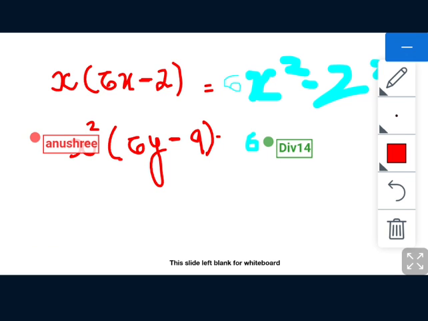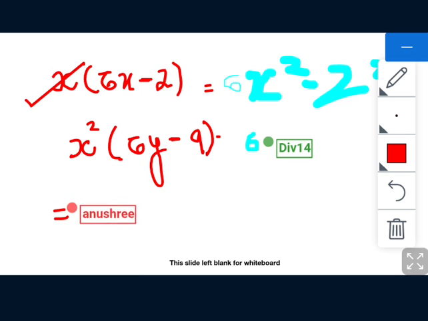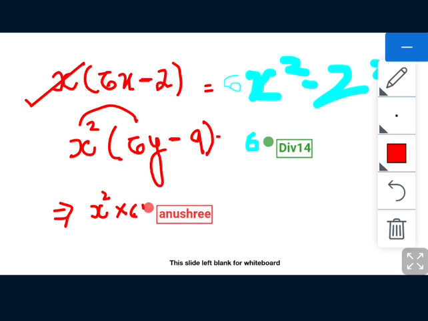This one is correct. For this one, what you have to do, I've told you, just write down separately that you are multiplying them together. X squared multiplied by 6y. So x squared multiplied by 6y. Then it's minus x squared multiplied by 9.